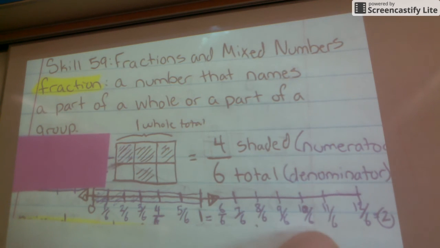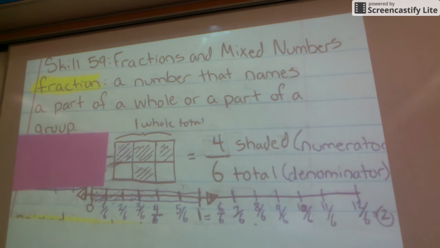Now, I want you to try to figure out what the next numbers would be after twelve out of six, which is two whole. So after twelve out of six, it would be thirteen out of six, and then, yeah, you got it. Fourteen out of six, and then fifteen out of six, and then sixteen out of six. So good. That's what we're going to be doing in this skill.